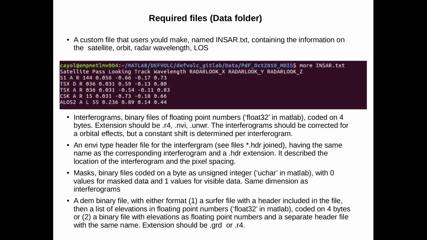So to launch an inversion, you should have a few files ready. First, a custom-made file named instar.txt, which describes each interferogram. Each line corresponds to a different interferogram, and there are 8 different fields corresponding to the interferogram characteristics. The first is the interferogram short name. Then you have to know whether it's an ascending or descending path for the satellite.